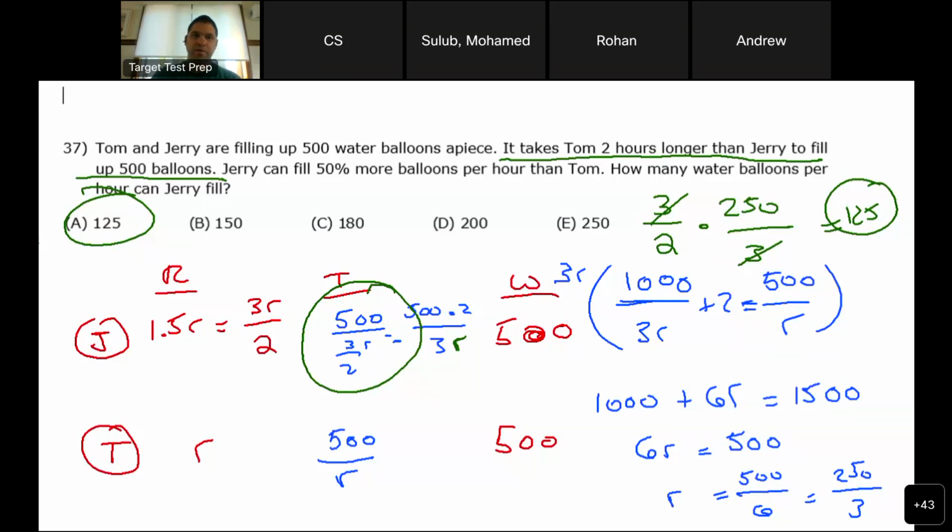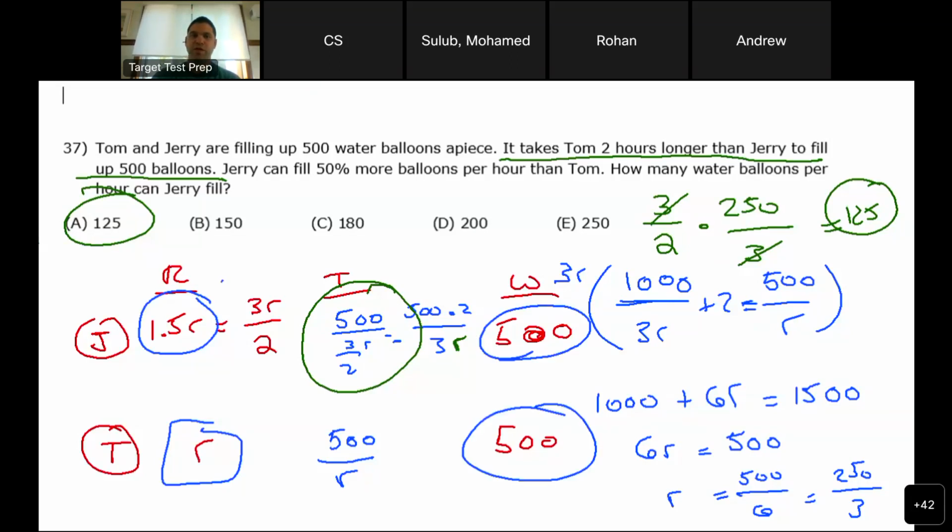Well, the way we set up the table is Jerry can do 50% more than Tom. So we put in 1.5 R for Jerry and R for Tom, and then they both did 500 balloons apiece. That's why work was 500. And then time is simply work divided by rate.